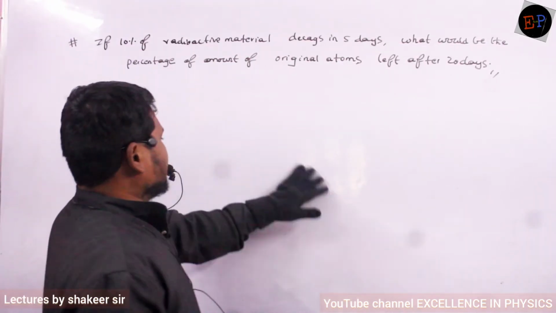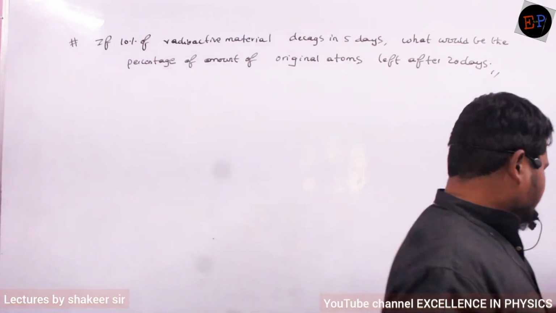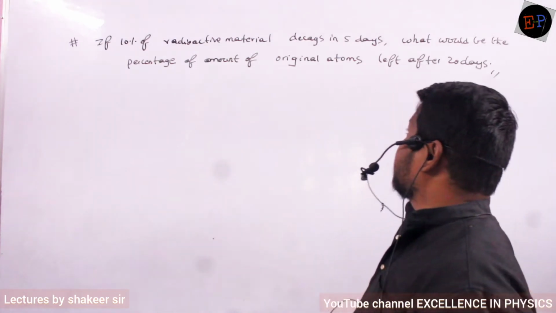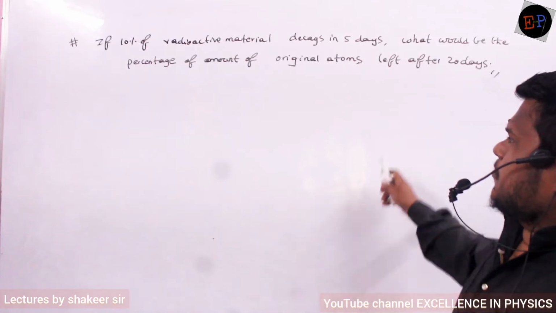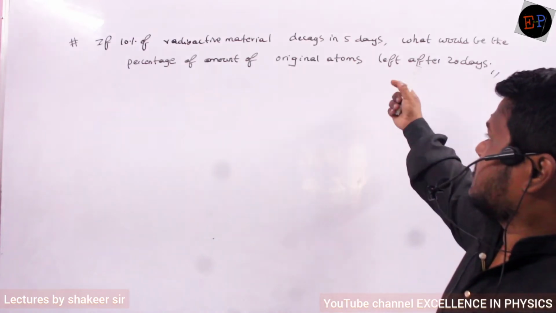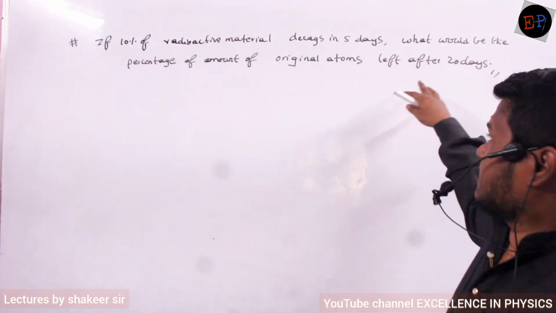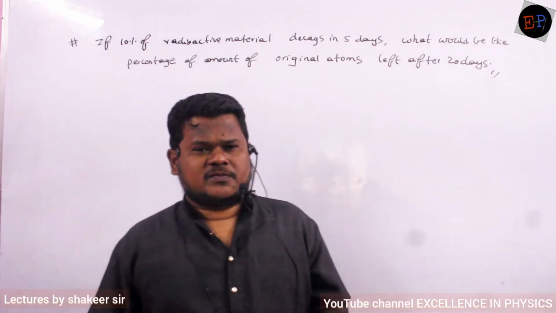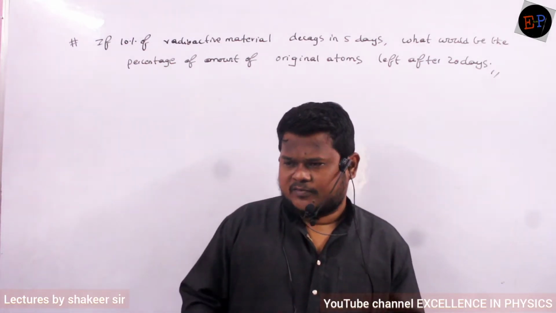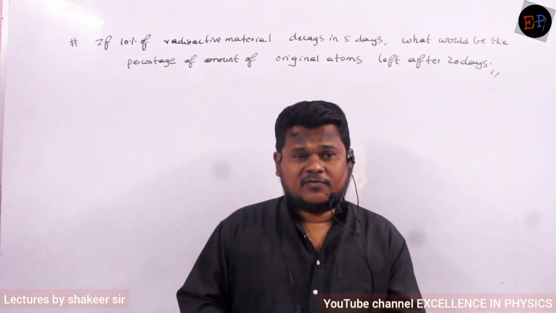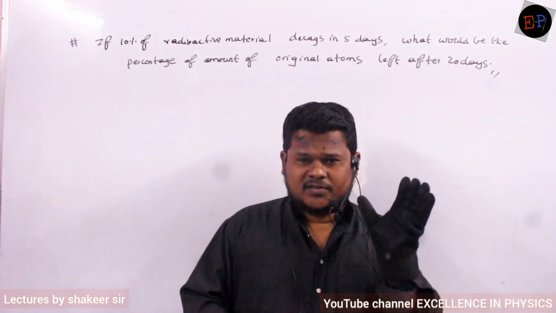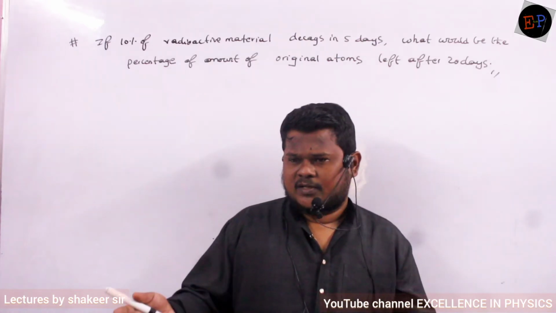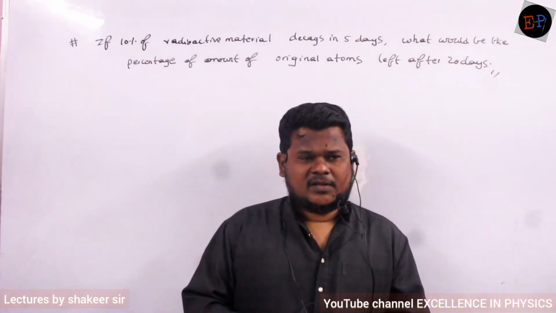So see here, 10% of radioactive material decays in 5 days. That's what he gave, no? Then what would be the percentage of the amount of original atoms left undecayed after 20 days? That's what he's asking, no? So this problem you can do just like half-life. For the first half-life, for example, consider 5 days. For the next half-life also, 5 days. Are you able to understand, no?